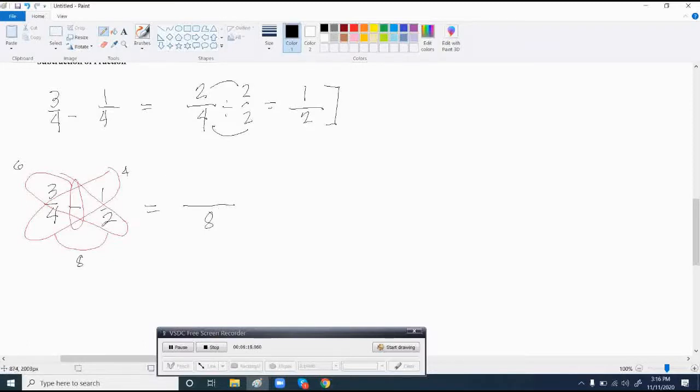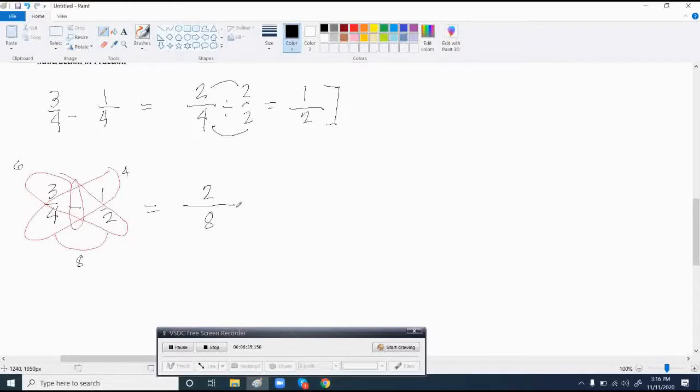And then 2 multiply 3 will give you 6. 4 multiply 1 will give you 4, and then proceed to subtraction. 6 minus 4 will give you 2, and this is your answer.